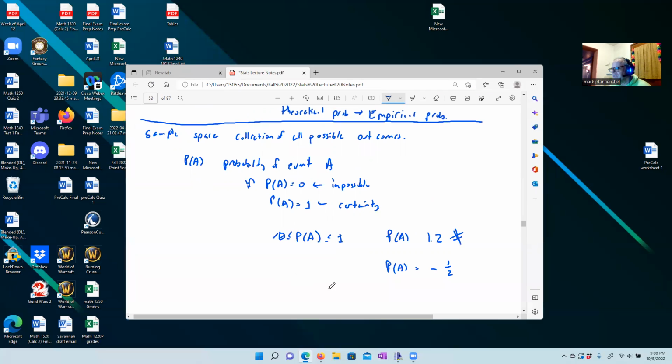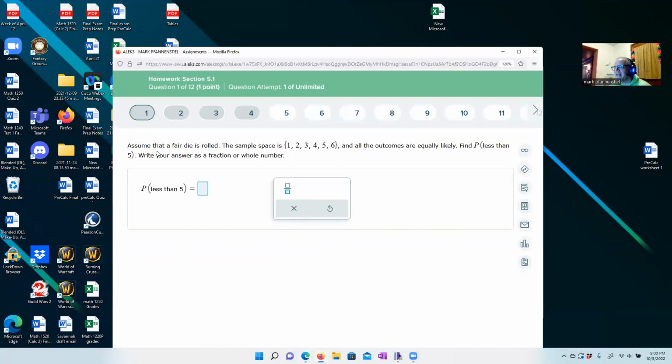Okay, so we'll do a couple of problems here just to get our hands on what's going on. Assume a fair die is rolled. When it says a fair die, it means that all the outcomes are equally likely. We're not going to worry about the die rolling into a crack on the sidewalk and not coming up with a value, or suddenly balancing on its corner. These are the possibilities that could happen, and because it's fair, they're equally likely.